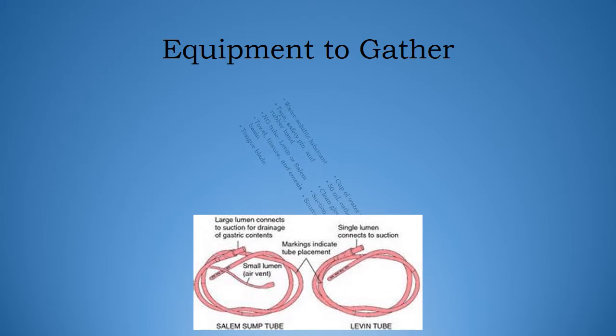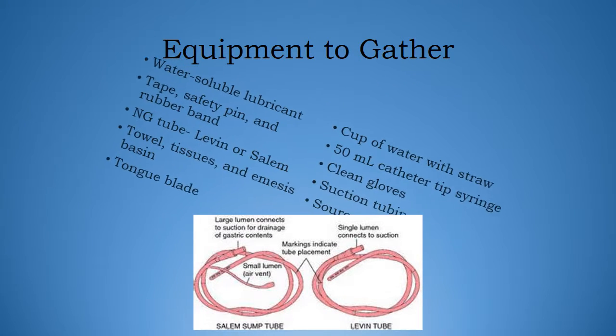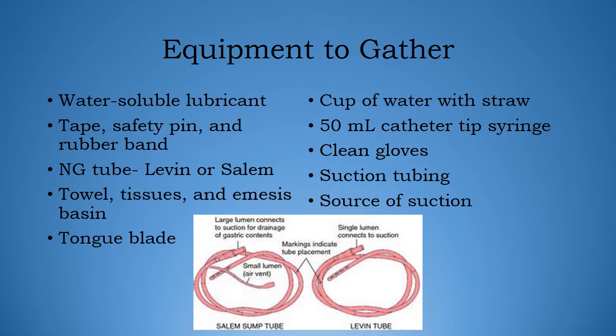Equipment to be used will include water-soluble lubricant, tape, safety pin, and rubber band, NG tube, Levin or Salem, towel, tissues, and emesis basin, tongue blade, cup of water with straw, 50 milliliter catheter tip syringe, clean gloves, suction tubing, and a source of suction.